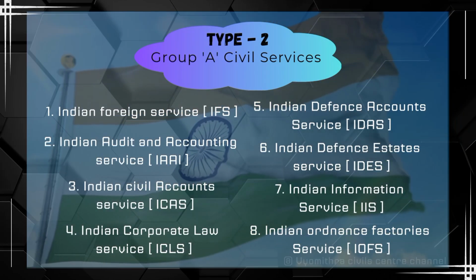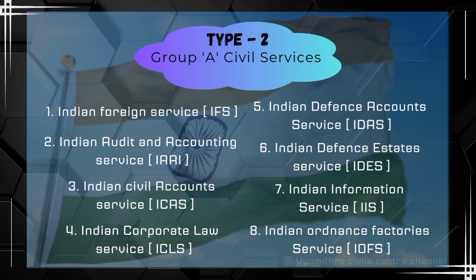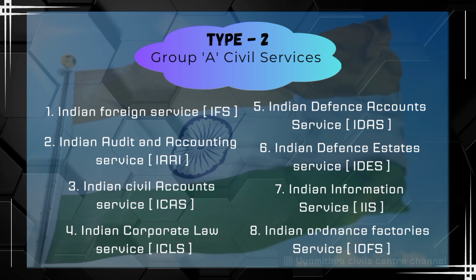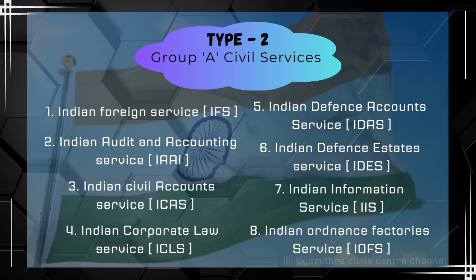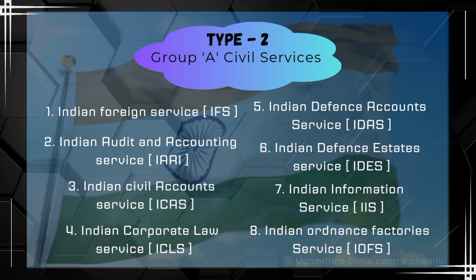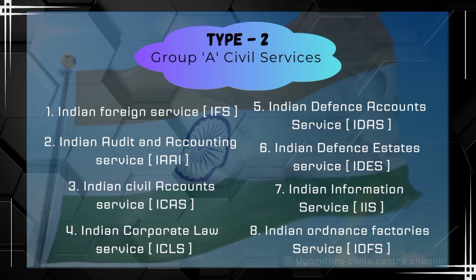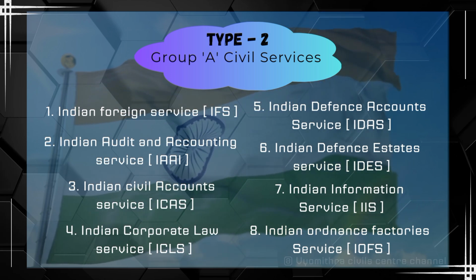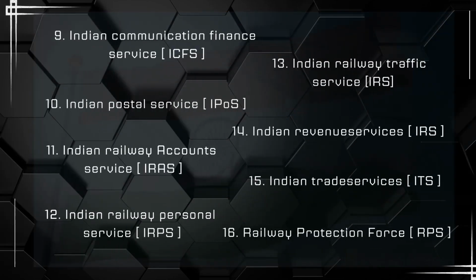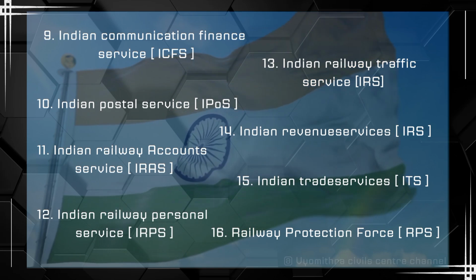Type 2. Group A Civil Services. First, Indian Foreign Service. Second, Indian Audit and Accounting Service. Third, Indian Civil Account Service. Fourth, Indian Corporate Law Service. Fifth, Indian Defence Account Service. Sixth, Indian Defence Estate Service. 7th, Indian Information Service. 8th, Indian Ordnance Factory Service. 9th, Indian Communication Finance Service.